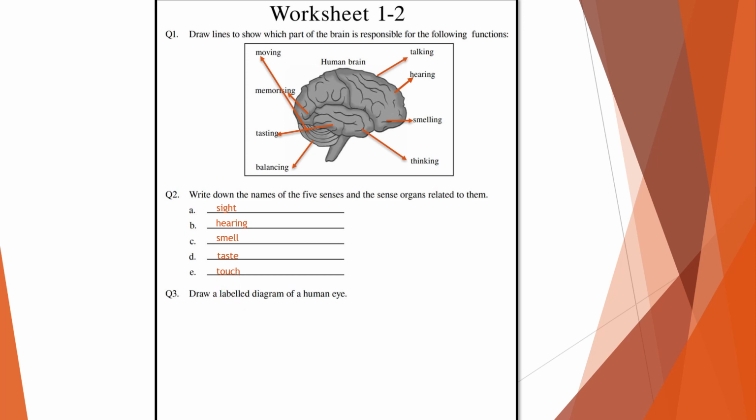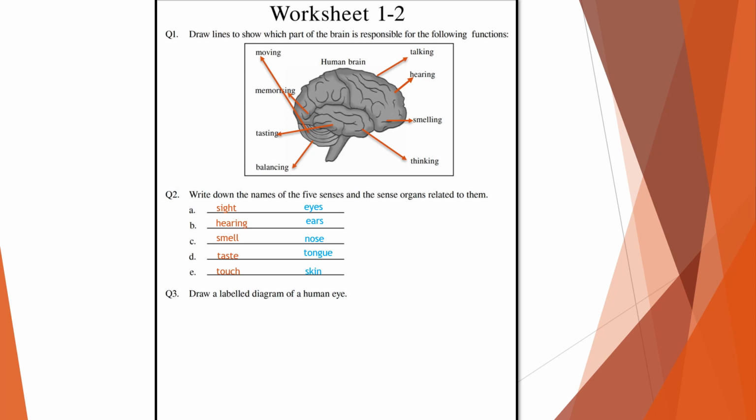Now which sense organ is related to which sense? You have to write in front of it. For sight, our eyes are responsible. We can hear with the help of our ears. We can smell with the help of our nose. We can taste different things with the help of our tongue. And we can touch different things with the help of our skin.